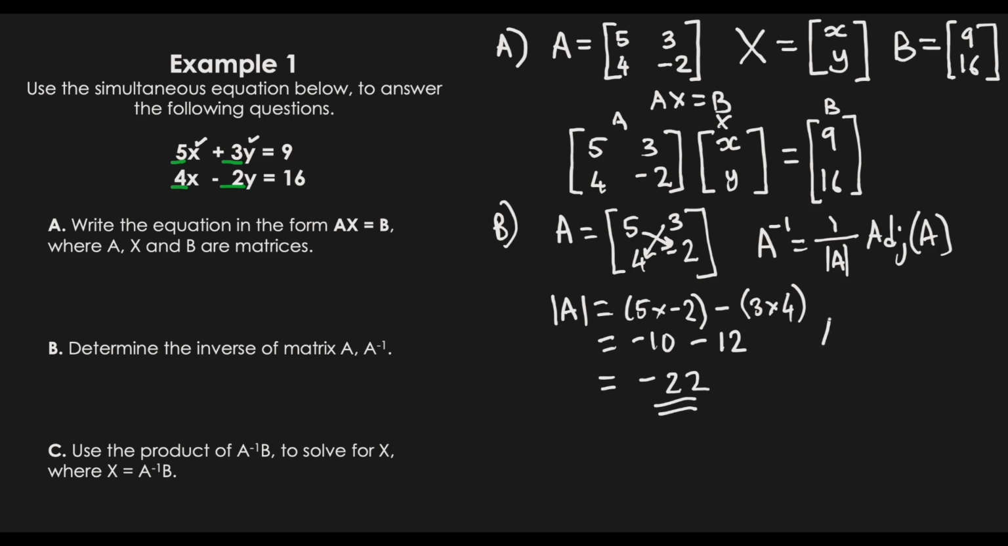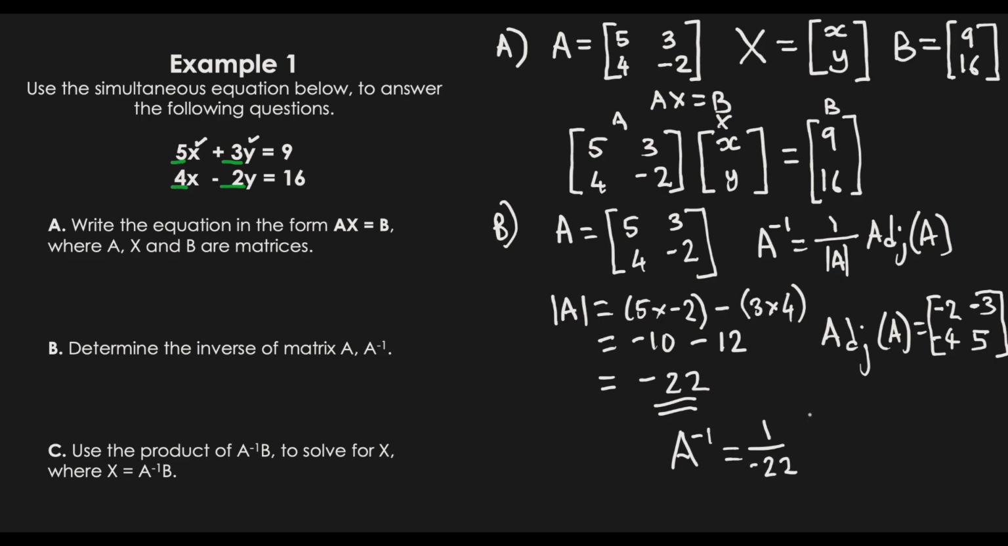Now for my adjoint, we swap the 5 and the -2. So we always swap these two here. So -2 will go here and 5 will go over here. And we change the signs of these two here. So if it was 3, it's going to turn to -3. And this 4 is going to turn to -4. So now that we have the determinant and the adjoint, we can write that the inverse is 1 over the determinant, which is -22, and we put that next to the adjoint, which is -2, -3, -4, and +5. So our inverse is this.